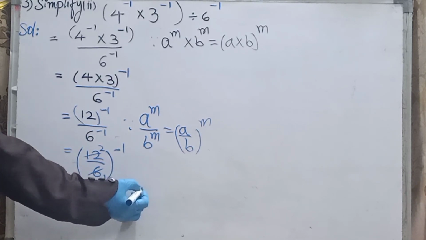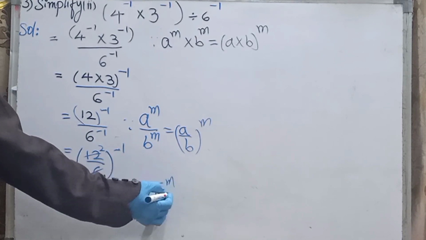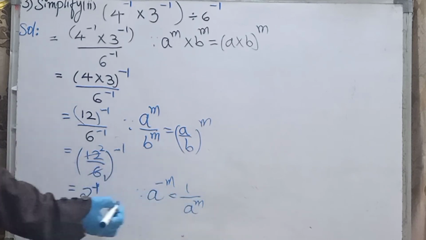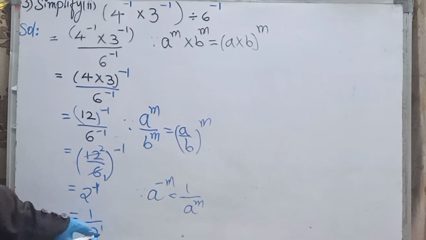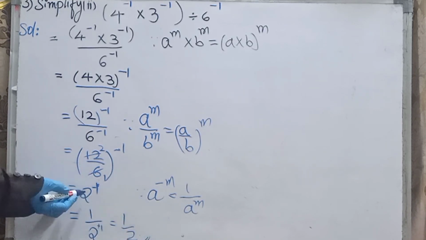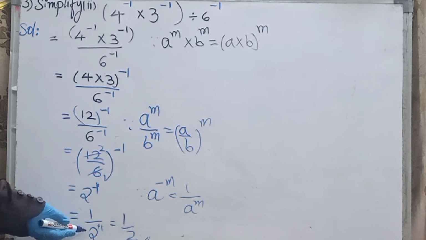Again, which formula can we use here? Since a power minus m is equal to 1 by a power m, we can write this as 1 by 2 power minus 1, which changes to plus 1 in the denominator. So it is equal to 1 by 2. We could end here also, but the power should not be negative, so we change it to positive using this formula. Okay, students.